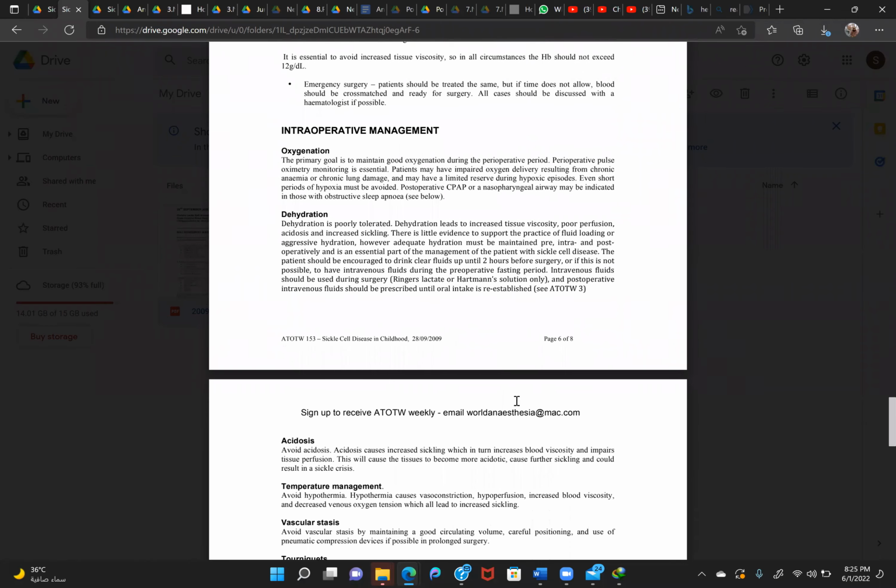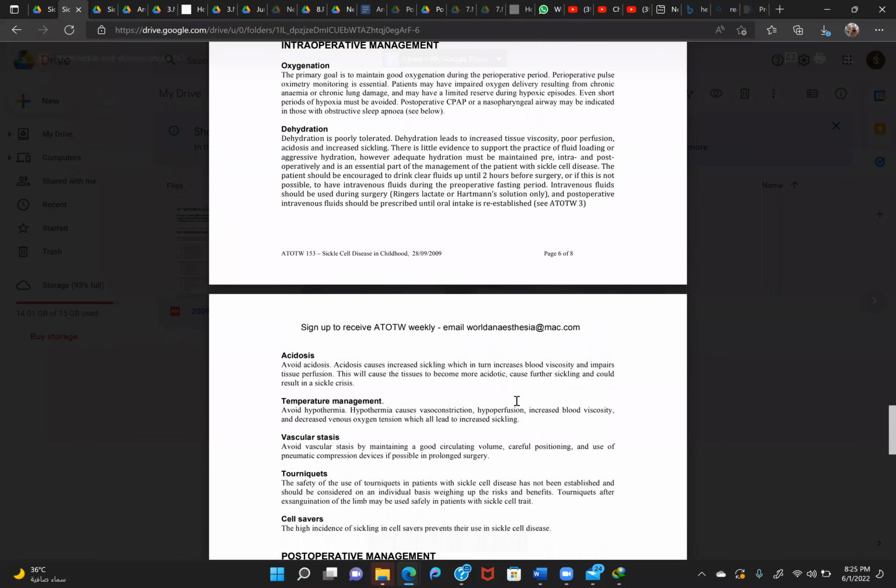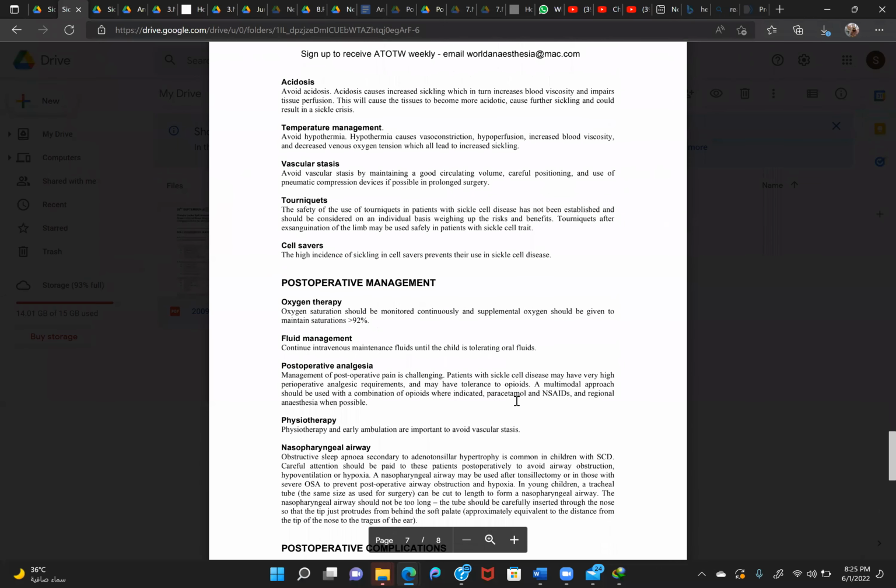Okay. So again, the same things: oxygen, dehydration, acidosis, temperature management, vascular system. What will be the role of the tourniquet? In the oral exam, if they ask, you say that you have to try to avoid it and weigh risk versus benefits. You were mentioning which specialty this patient should be referred to. I think pediatrics and hematologist. This patient should be referred to a hematologist and pediatrics.